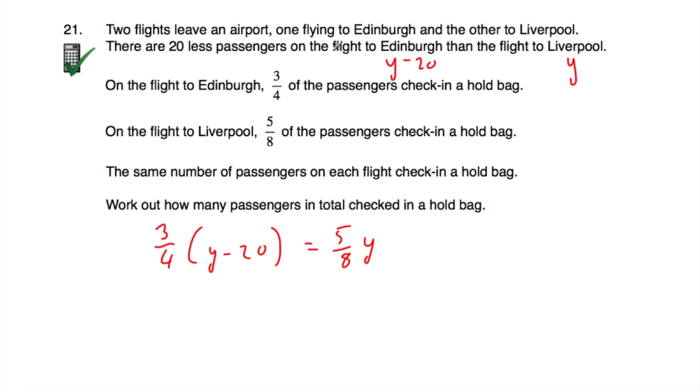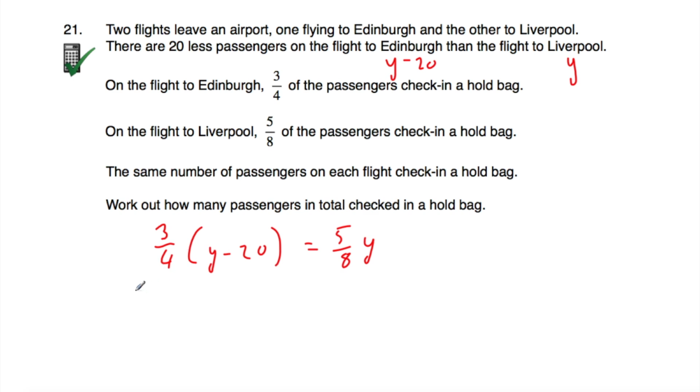We know on the Edinburgh flight there's y minus 20 people, and 3/4 of that would be 3/4 of y minus 20. And on the flight to Liverpool there's y passengers, and 5/8 of them check in a whole bag. And we know that the number of passengers that check in a whole bag is the same for both flights, so we can put them equal to each other. So we now just need to solve this equation.